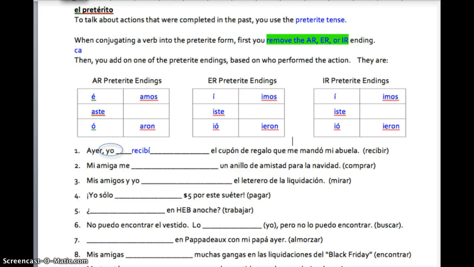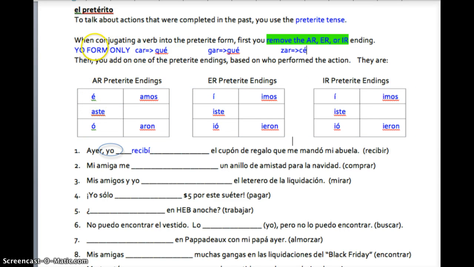A verb that ends in CAR turns to QUÉ with an accent, only in the yo form. A verb that ends in GAR turns to GUÉ, only in the yo form. And a verb that ends in ZAR turns to CÉ. Now you notice that all of these are still ending in an E with an accent, which is what they would do anyway because they're an AR verb.